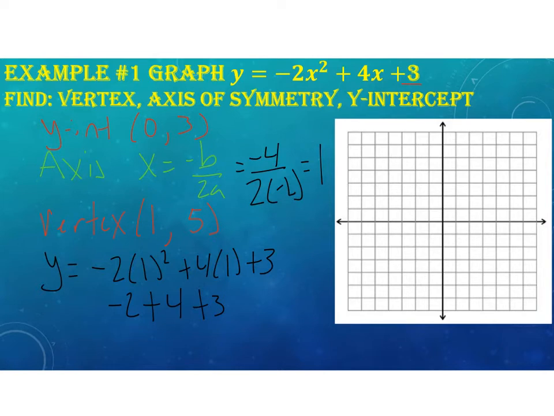We can plot the points we have. We have the vertex at 1, 5, so 1, 2, 3, 4, 5. We also have a y-intercept at 0, 3. And because we have an axis of symmetry at x equals 1, we can plot its symmetrical point at 2, 3. We still need 2 more points. You can use the table function on your graphing calculator to find the additional points. One of them is at 3, negative 3, and at negative 1, negative 3. Then we're going to draw the parabola, a U, not a V.